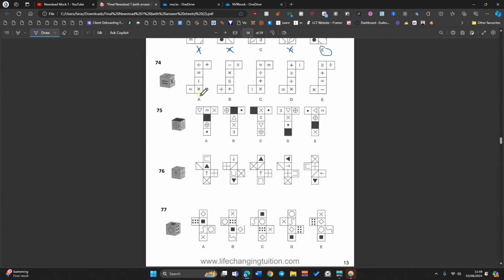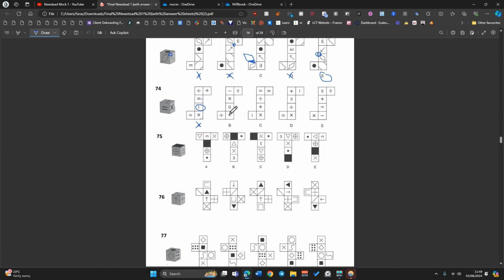Okay, so if we look at X and equals right here, they're one gap away. That means they're going to be opposite. So that's obviously can't be the case, because these are next to each other, so it can't be A. These ones are next to each other, so that matches. Now it's a question of whether the divide symbol will go on top of it in the correct way.